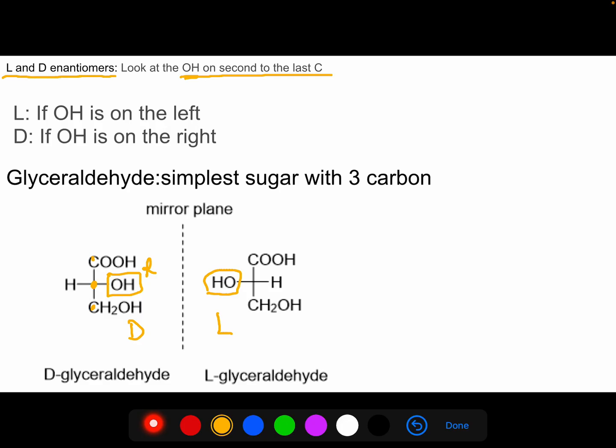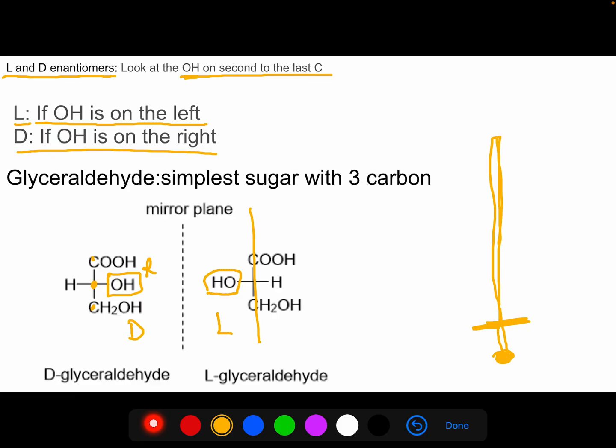And it tells you where certain groups are located in space so that you can understand the characteristics of the molecules, because they will behave differently. Okay, so if the OH is on the left, we call it L. If the OH is on the right, we call it D form. And where are we looking? We are looking at the OH group that is attached to the second carbon from the last carbon. So when we are doing the Fischer projection, if you draw a line on the backbone, this is the last carbon. So you are looking at the carbon before the last carbon, okay? And we are looking where the OH is located.